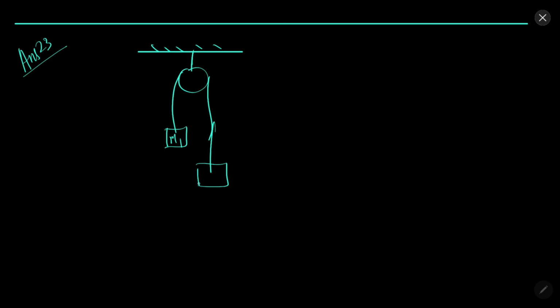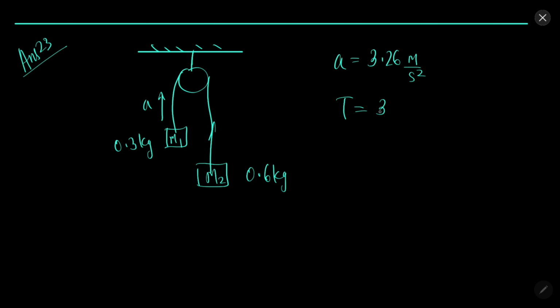So this is 23rd. The situation is something like this. m1 is 0.3 kg, m2 is 0.6 kg. We find the acceleration: a equals 3.26 meters per second squared, and tension equals 3.9 Newton.